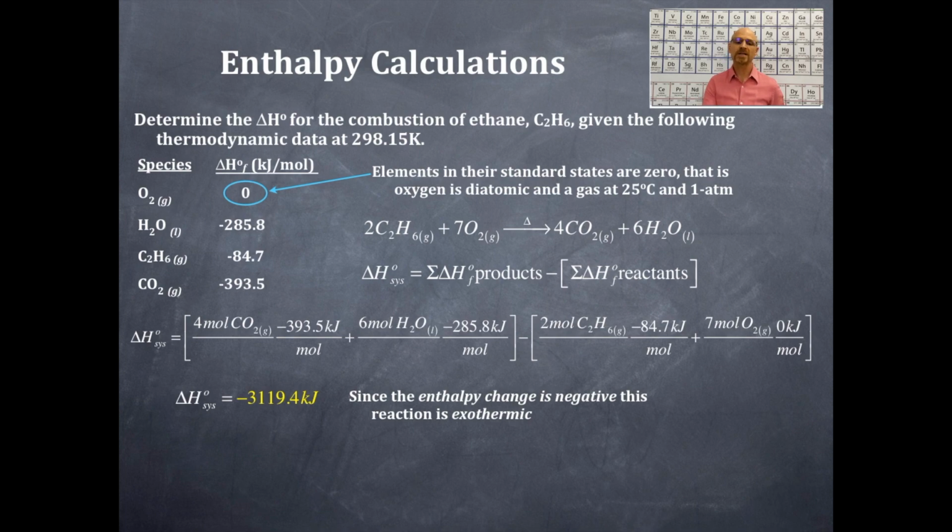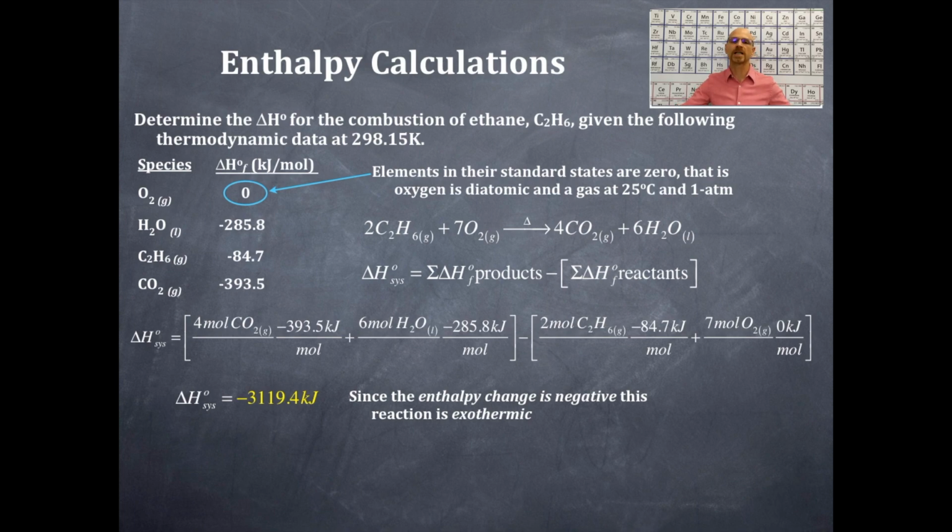Now, if I were to place this value into that equation, it would be in that balanced equation, but it would be on the product side, and there would be a plus sign in front of it. So on the product side, I would have 4 moles of carbon dioxide gas, plus 6 moles of water liquid, plus 3,119.4 kilojoules. It would be on the product side since it's an exothermic reaction.